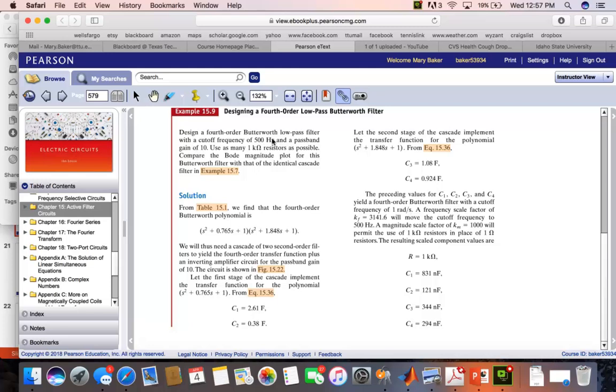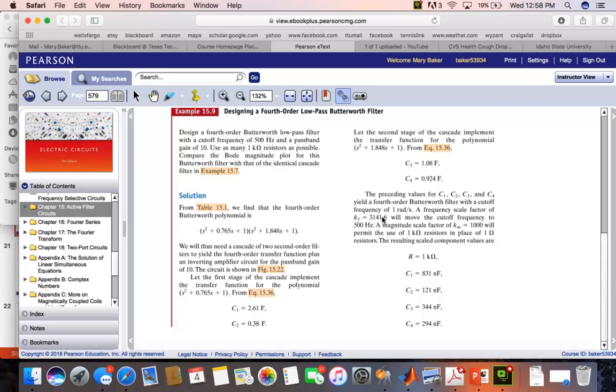Now we take 500 hertz and we multiply that by 2 pi, so we find that our desired cutoff frequency is 3141.6. So that sets then the frequency scaling factor that we need to use that will give us a cutoff frequency of 500 hertz. Our magnitude scaling factor, we're told that we want to use as many 1 kilo ohm resistors as possible. So the difference between this problem and some of the previous examples is in this case the resistor value is specified, and that's going to fix the magnitude scaling factor. So our magnitude scaling factor is 1000.